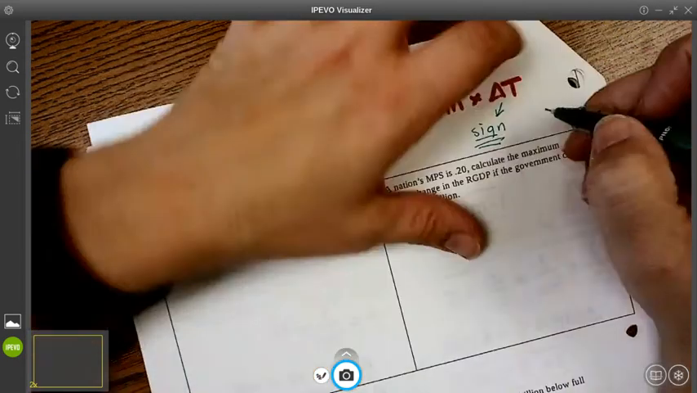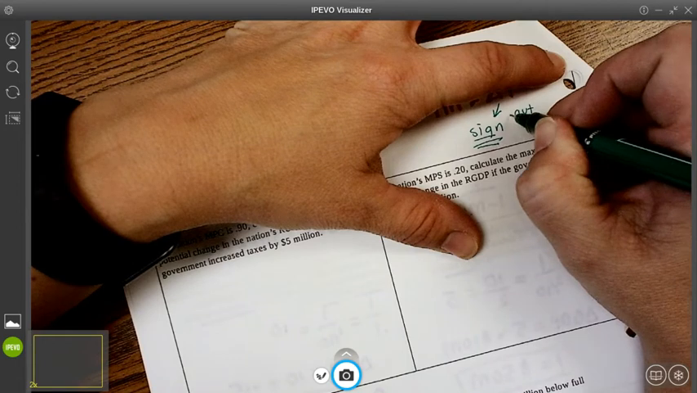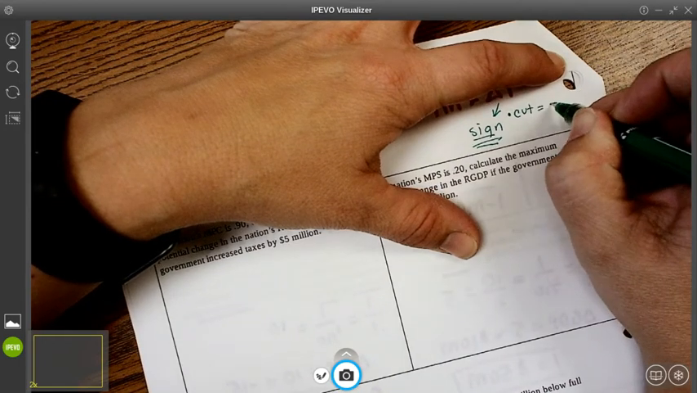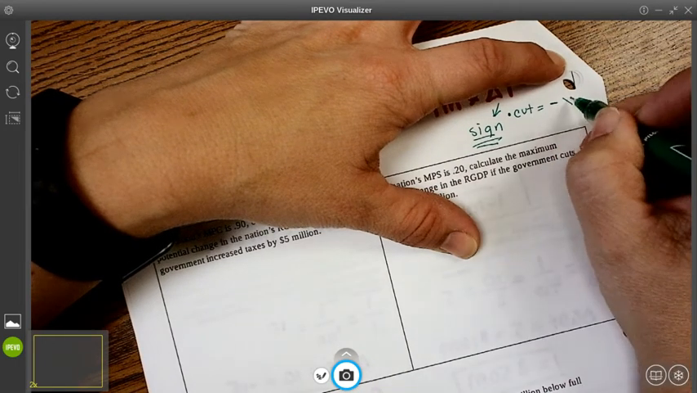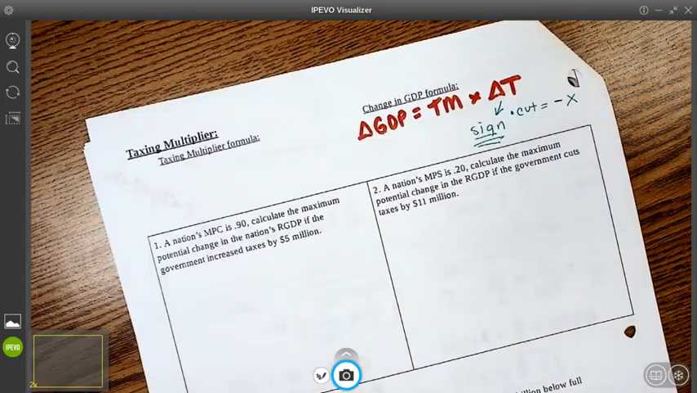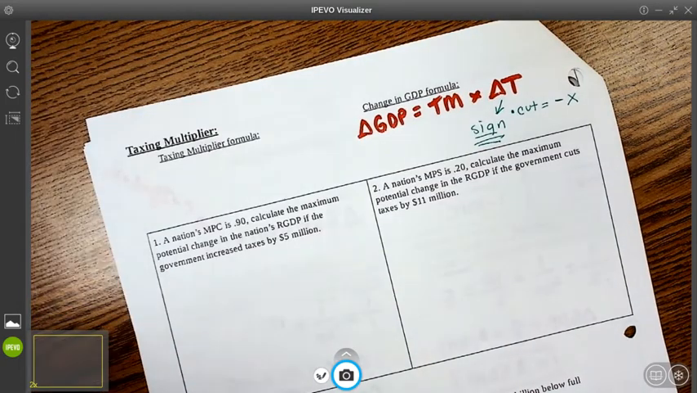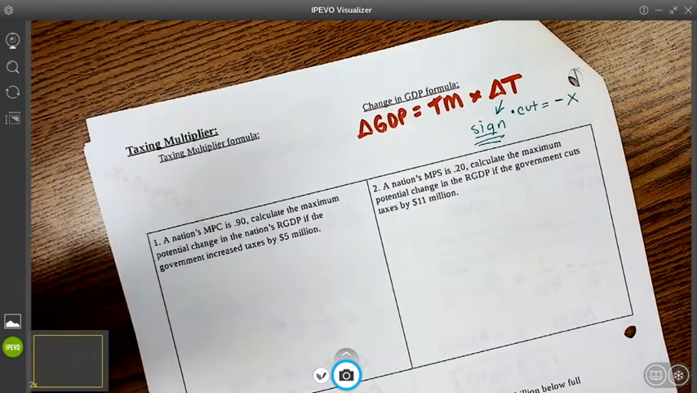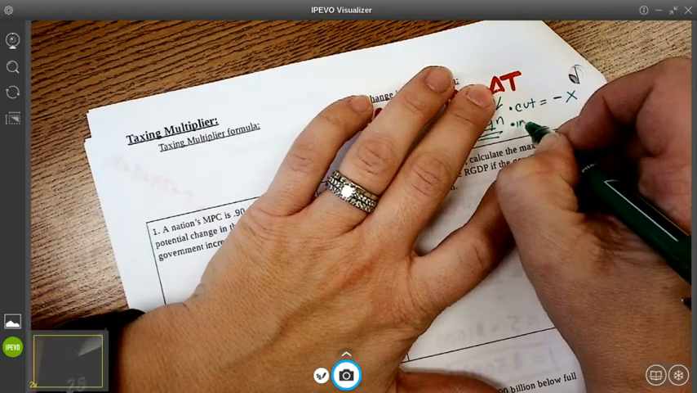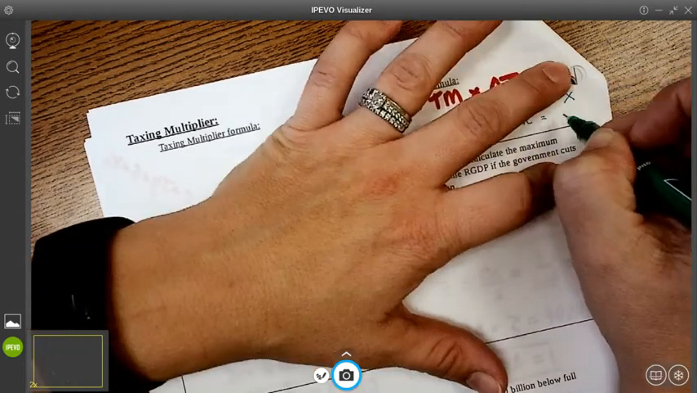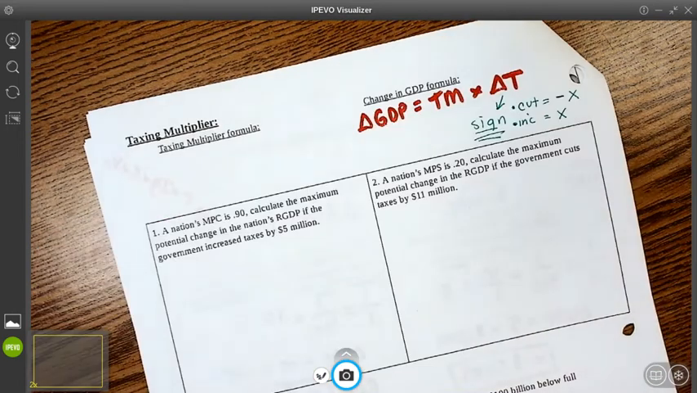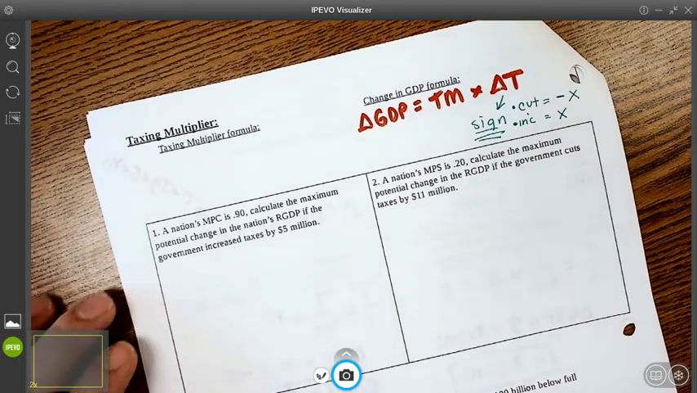So for example, if there's a tax cut, you have to make sure you put a negative symbol in front of whatever the tax cut is. So if the tax cut was $20 million, then you need to do a negative 20. If it's an increase in taxes, then you're just going to leave it a positive number. So the sign is really important for the tax change, as is the sign of the tax multiplier. So let's explain how you figure that out.